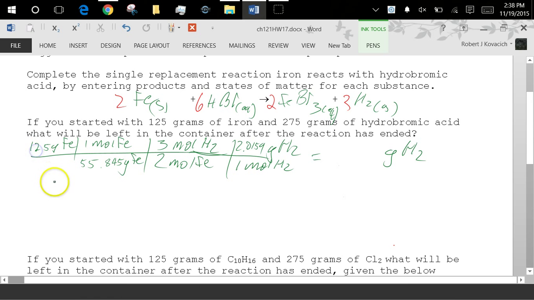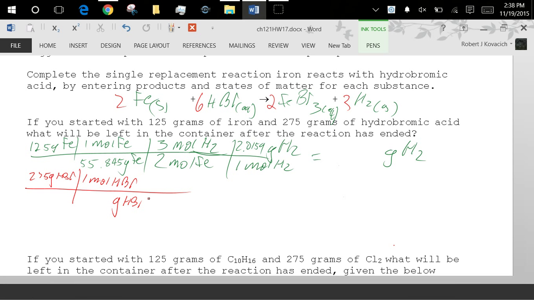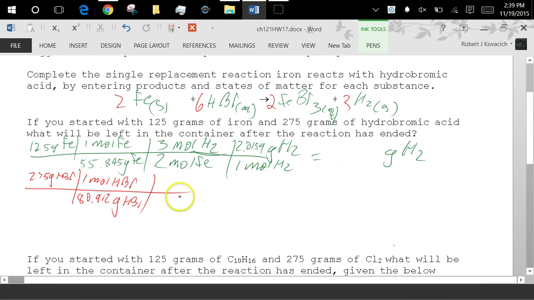Since I have to do the other one anyway, I'll just go ahead and do that before I actually do the math. So I've got 275, and I switch colors. 275 grams of HBr. And then for every 1 mole of HBr, some grams of HBr. 80 something or other, right? 79.904 plus 1.007 equals 80.912. And then 6 moles of HBr and 3 moles H2, and then 2.0159 grams H2, 1 mole H2.